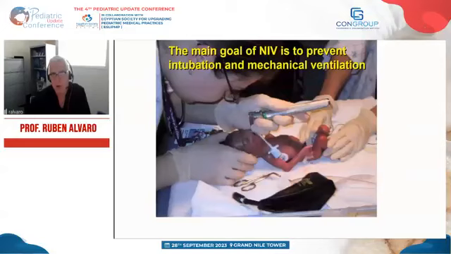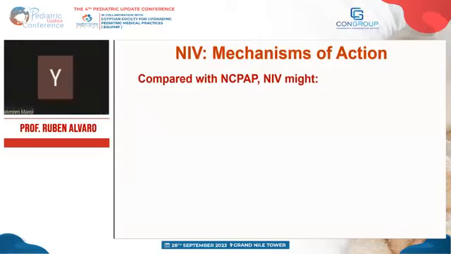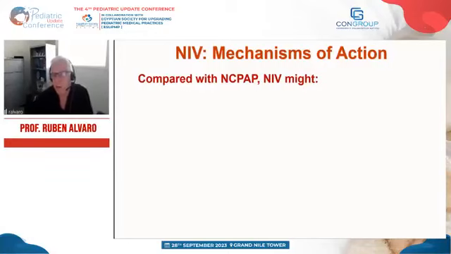The main goal of non-invasive ventilation is to prevent intubation and mechanical ventilation. Again, it's not to aim for normal gases or normal oxygenation. It's just to prevent intubation and mechanical ventilation at all costs. So we know how CPAP works. We have studied CPAP for a long, long time. We have a very good idea how CPAP helps us with oxygenation and ventilation, although we don't know exactly how NIV works.